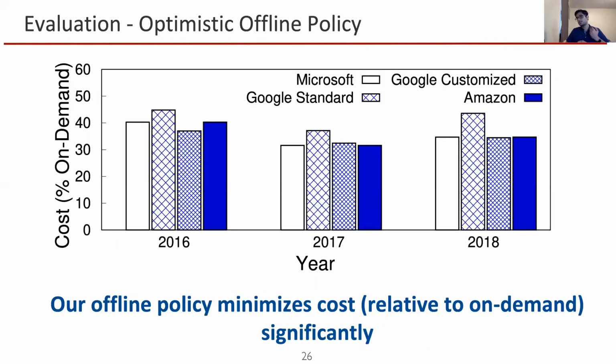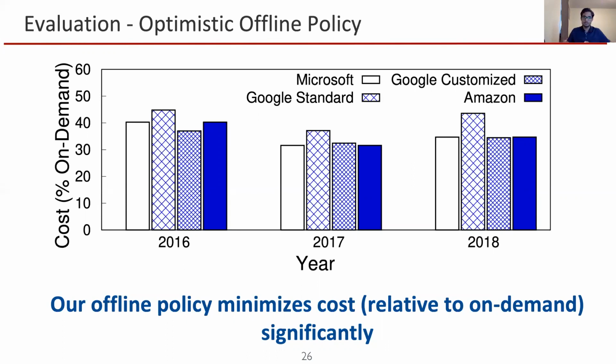In our results, first let's look at how our optimistic offline policy performs against solely using on-demand for workloads. Here we use 3 years of data: 2016, 2017, 2018, and we repeat this experiment using the Microsoft model, Amazon model, Google standard, and Google customized. Note that Microsoft is strictly a subset of Amazon, where Amazon offers, on top of common purchasing options, spot block and scheduled reserved. As you can see here, our offline policy offers significant discount compared to using only on-demand, where the discount can range anywhere between 60 to 50%.